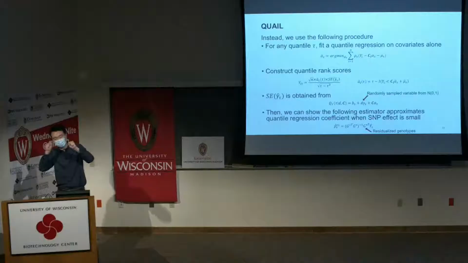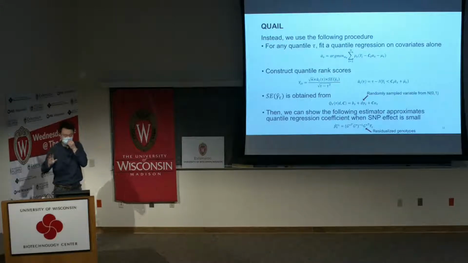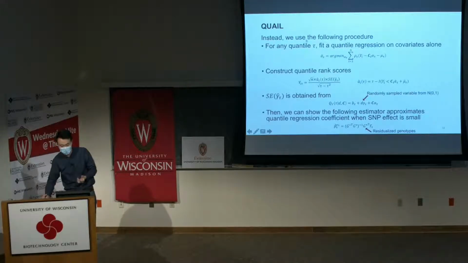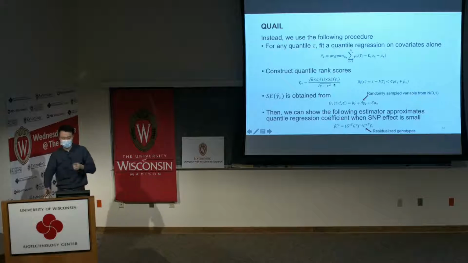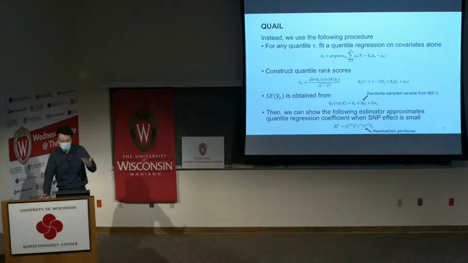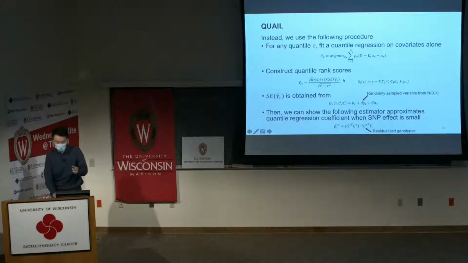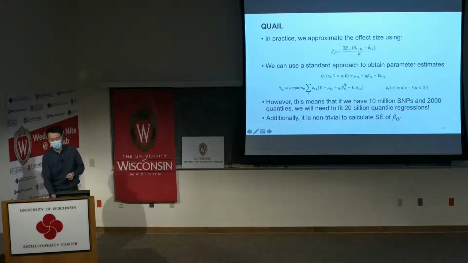So then, only having test statistics is not good enough. You have to balance it a bit using the standard error of an actual quantile regression coefficient, so that you can actually infer the effect size, right? We're not just interested in the p-value, but in our case, very fortunately, we can show that by using this randomly sampled variable from standard normal distribution, you can essentially approximate this standard error of beta hat you actually need from quantile regression.